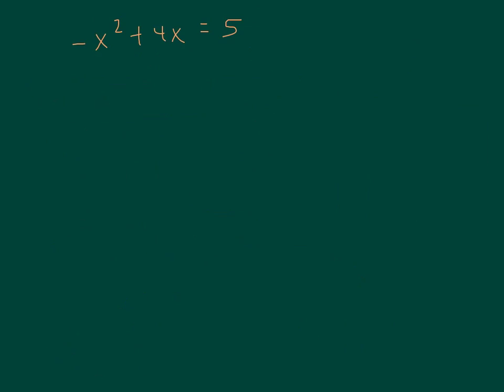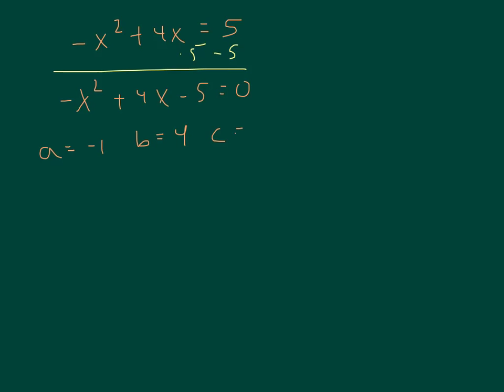Next. Our next example, of course, first things first, let's get this into standard form. So subtract 5 from both sides, and we get -x squared plus 4x minus 5 equals 0. A equals -1, B equals 4, C equals -5. For time's sake, I'm just going to get right into it.